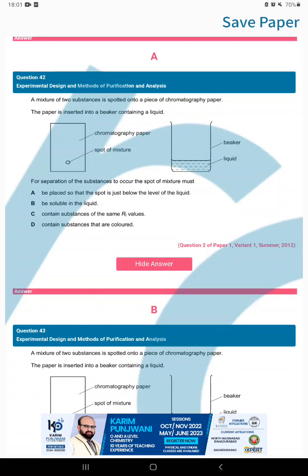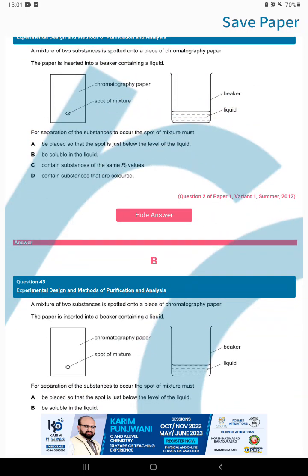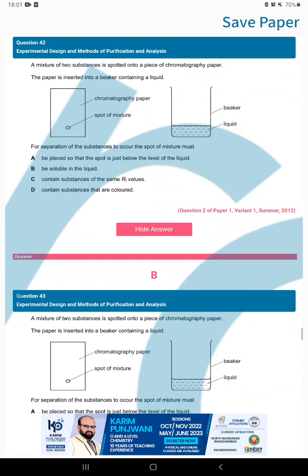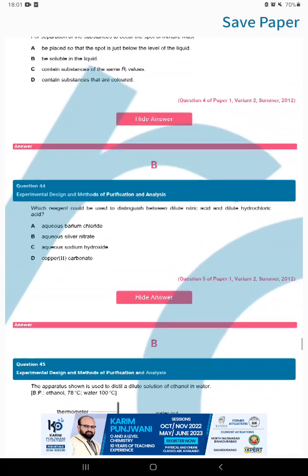A mixture of two substances is spotted onto a piece of, we have also done this, a piece of chromatography paper, and the paper is inserted into a beaker containing a liquid. For separation of the substances to occur, the spot of mixture must be placed so that the spot is just below the level of the liquid. It must be soluble in the liquid. And these questions, the ones which are repeated, it means that they come in the paper again and again. Okay, so these are the important questions over here.